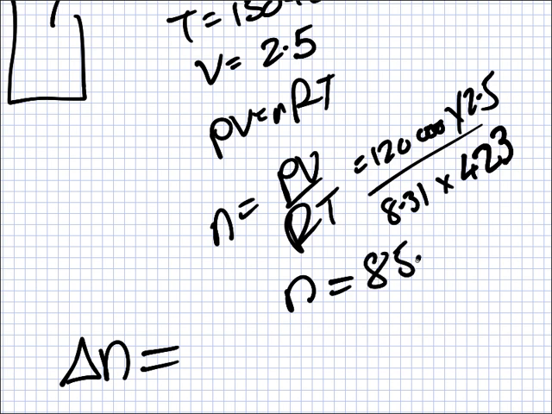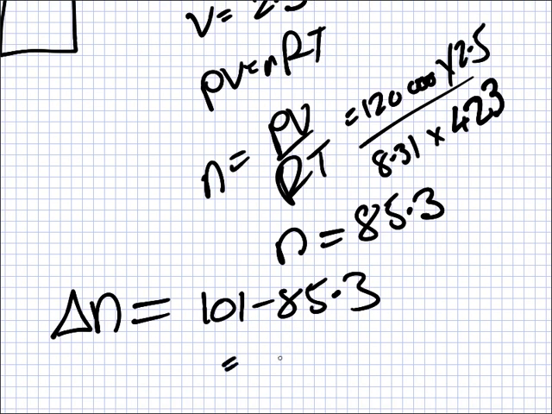$85.3. 85.3? Yeah. So then the delta N is that. The question was how many were lost. How many are required to be released? That means gone. Yeah. So what's that? 16 point... 15.7.